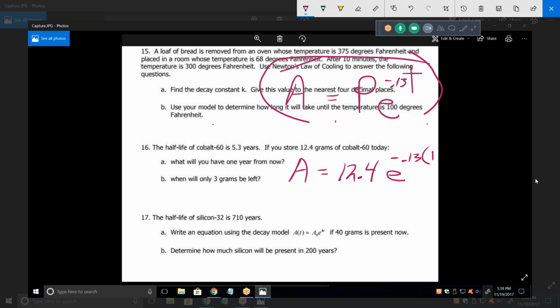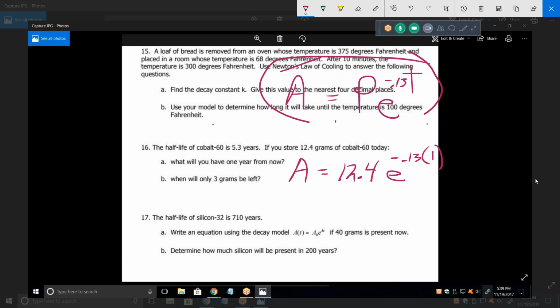Yes. The only thing you have to be careful about is that they don't mix up the time units on you. In other words, if they'd said 12 months from now, then we'd have had to make sure we convert those months into years, because that 0.13 is only valid if time is in years. And you can get that number out of your calculator.